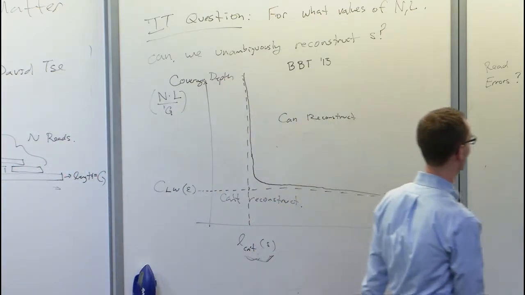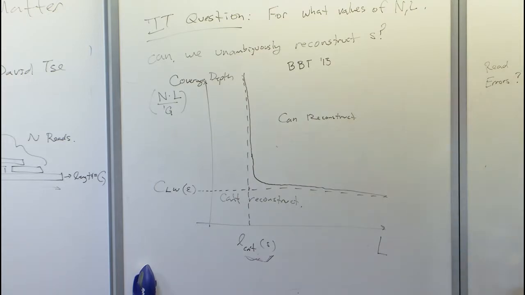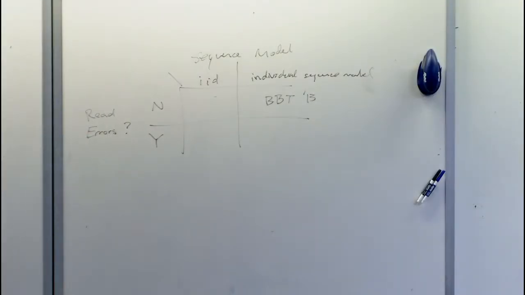Right. Yeah. Okay. Can you say what the individual sequence model is? Yeah. So the individual sequence model is that the underlying sequence which we're getting these reads from is fixed. We don't know it, but it's just a fixed sequence. We don't make any stochastic assumptions about it. It's just a fixed sequence.